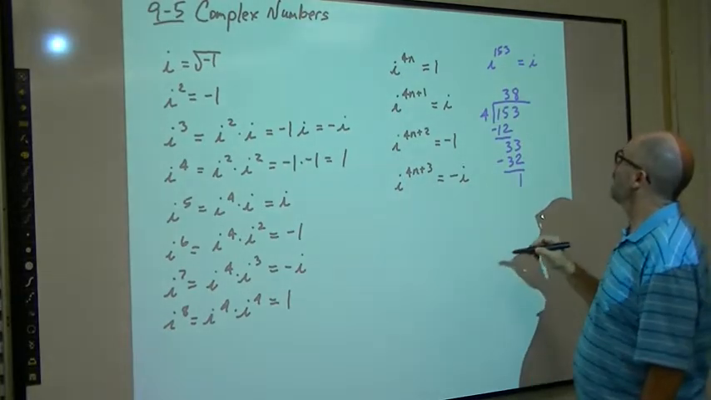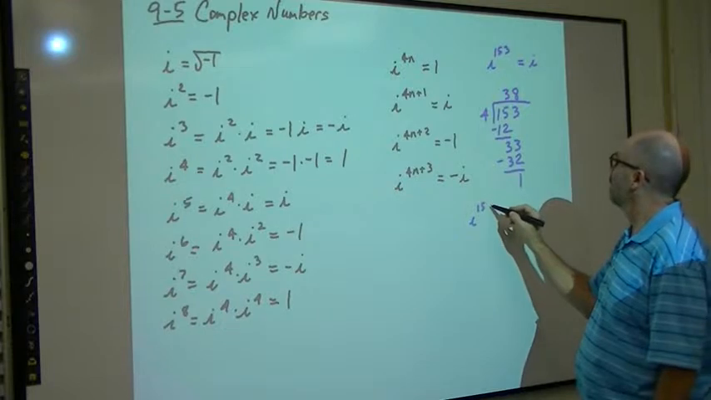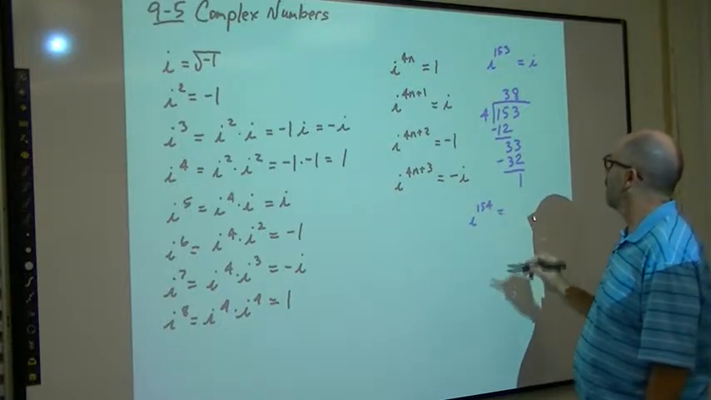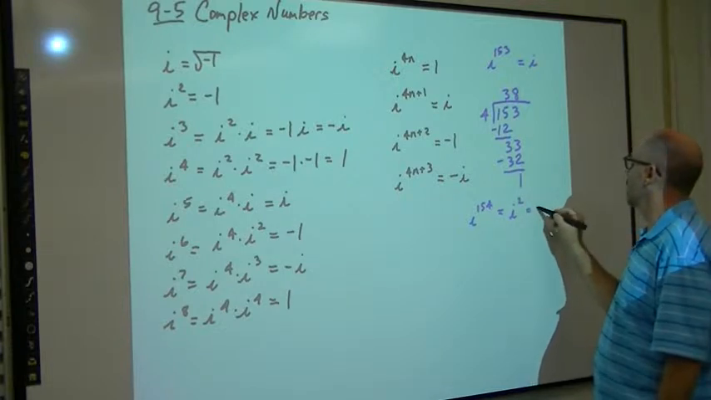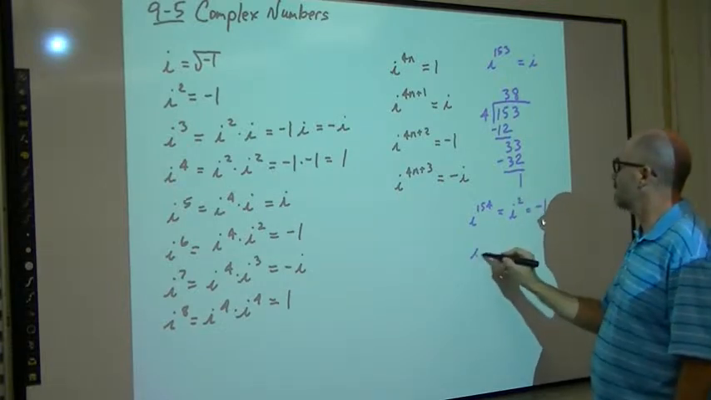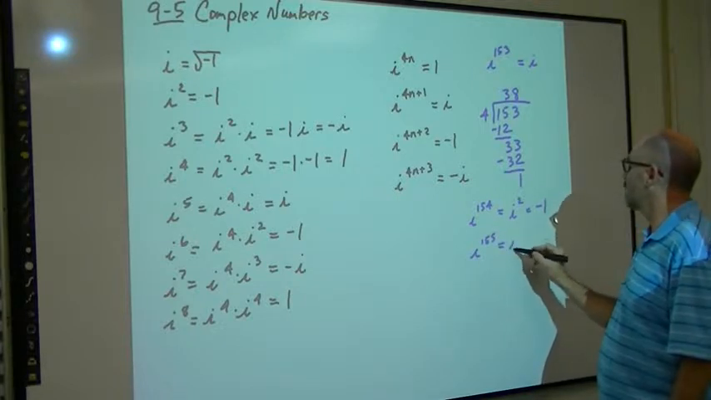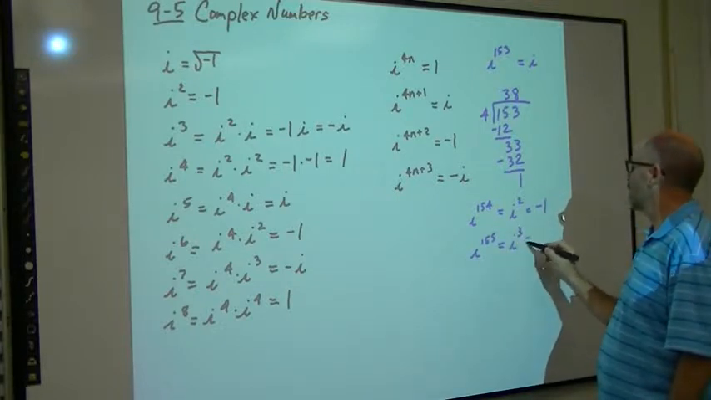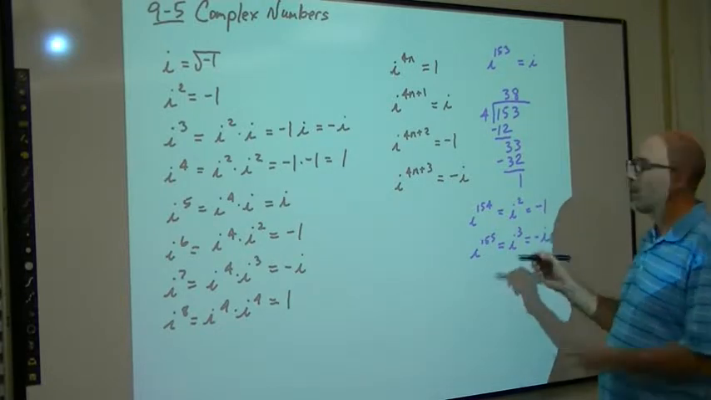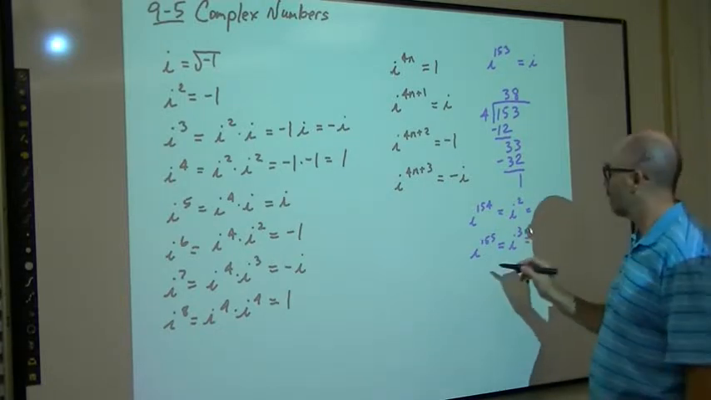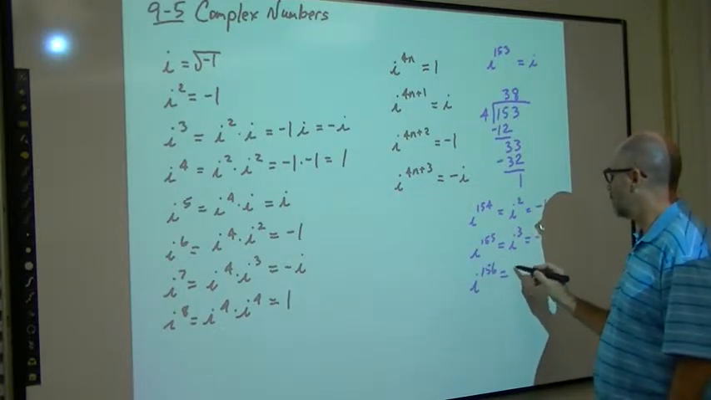Okay, so then I could say that i to the 154th, well, that's going to be a remainder of 2, so that becomes i squared, which is -1. And i to the 155th is i cubed, remainder of 3, so that's negative i. And i to the 156, 156 is a multiple of 4, so i to the 156 would just be 1.